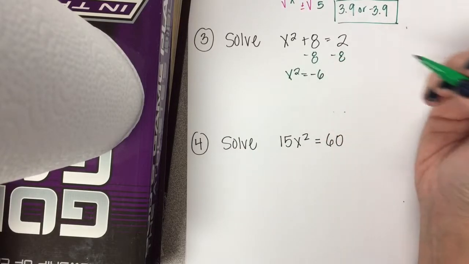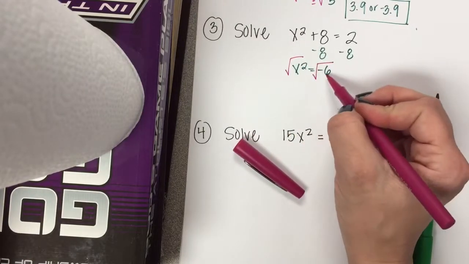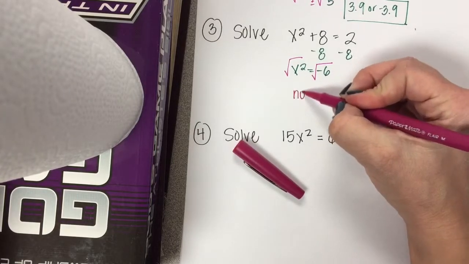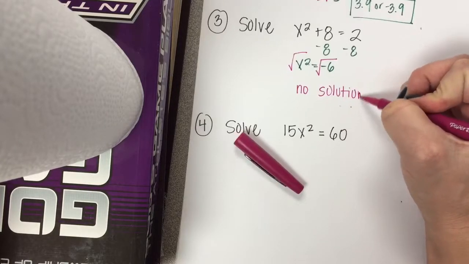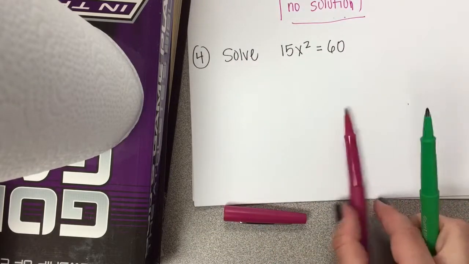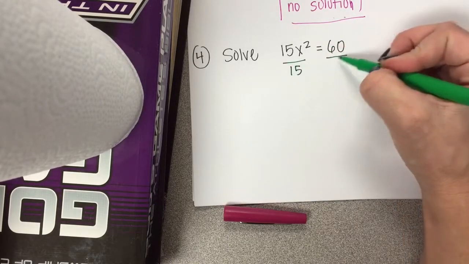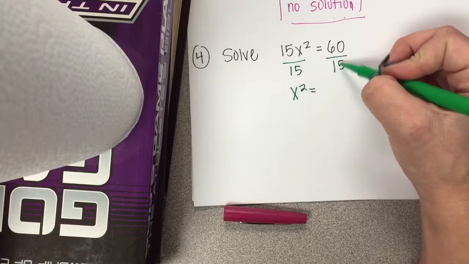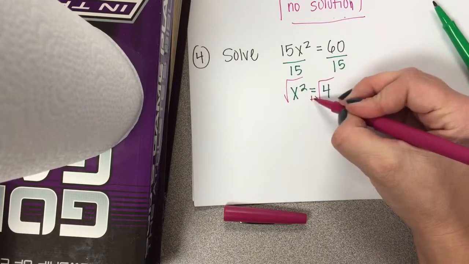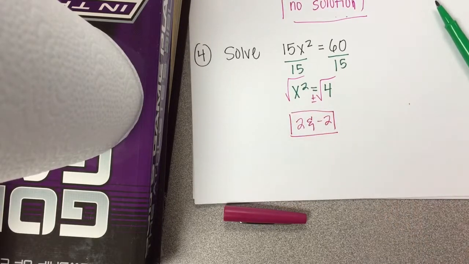x squared equals negative 6. Okay, what you should notice right here before I even take the square root is that there is no number that multiplied by itself is going to give you a negative 6. So this one would be no solution. And that would be my answer. Okay, and then the very last one, I am going to divide both sides by 15. So I have x squared equals 60 divided by 15 is 4. Then I do the positive and the negative square root of 4. So that's just 2 and negative 2. And that's my answer.